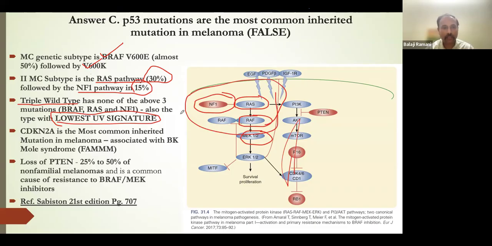Now, inherited, it is of course CDKN2A, which is the most common inherited mutation. PTEN loss happens in about 50% of melanomas and is the most common cause of resistance to the BRAF pathway inhibitors. So with the BRAF MEK inhibitors, the PTEN mutation, this is inhibitory. So when you have a PTEN mutation, then there is a permissivity which will finally lead on to activation of the P16 and the retinoblastoma pathway and all that, leading on to development of melanoma.